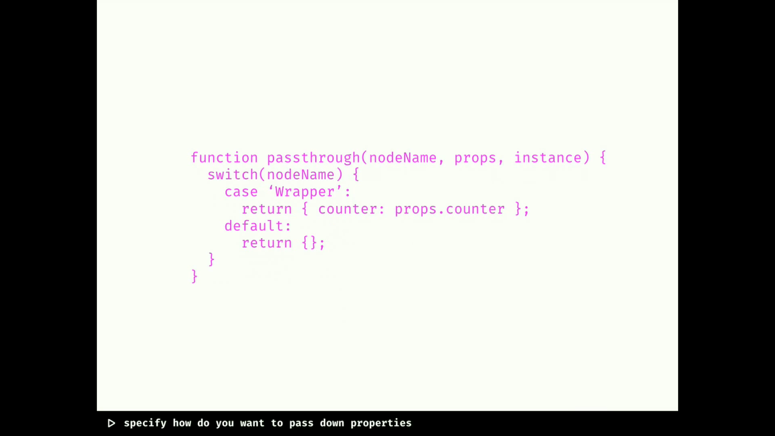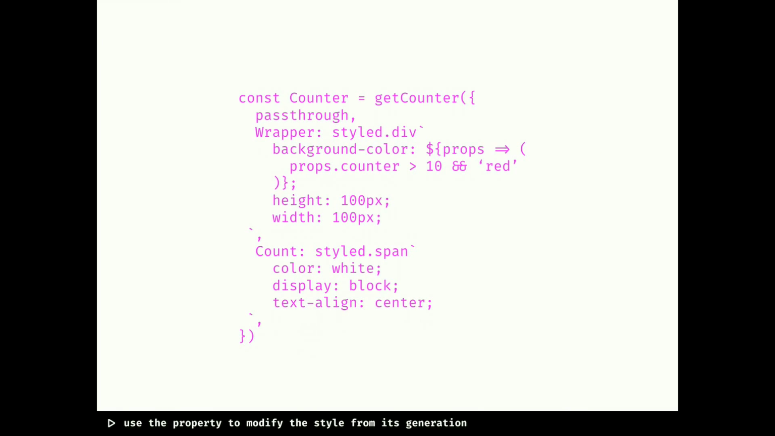In this case, for the red background thingy, the pass-through function could look like this. We are switching the node name, and in case it's wrapper, we are going to add a counter property that is part of the counter component properties. Okay? So now you can use that counter property inside of the wrapper element. Yeah? Is that clear? This is a really nice pattern. And boom, you got it. Okay? You can change not only the style but also how the component is rendered, which properties are passed down inside the nodes of that component, and you can get nearly anything you want using a factory.